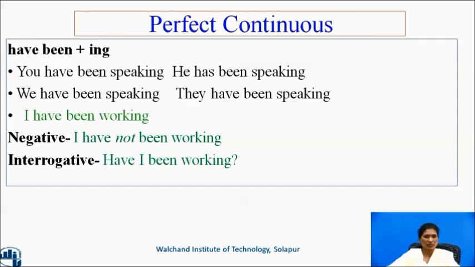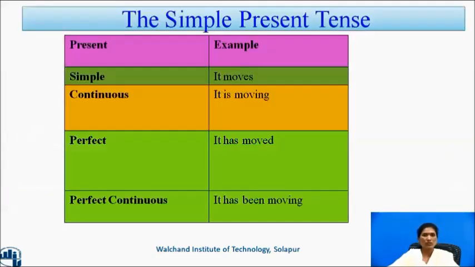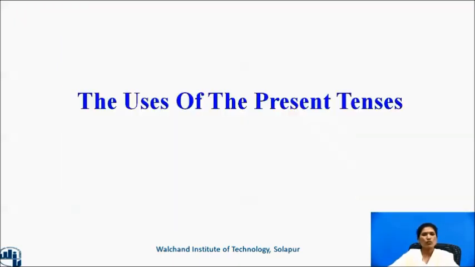So have been or has been plus ing form of the verb plus object. In a negative sentence, I have not been working. Interrogative, have I been working? In the present tense: simple, continuous, perfect and perfect continuous. Examples: it moves. In continuous, it is moving. Perfect, it has moved. Perfect continuous, it has been moving.